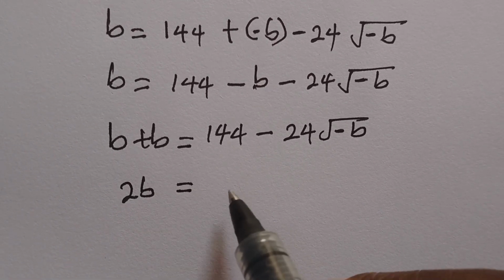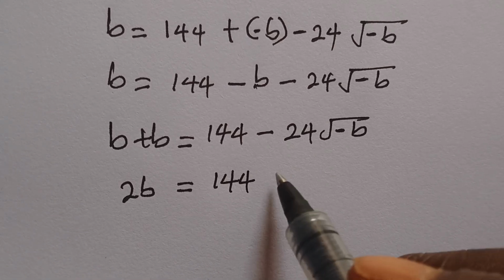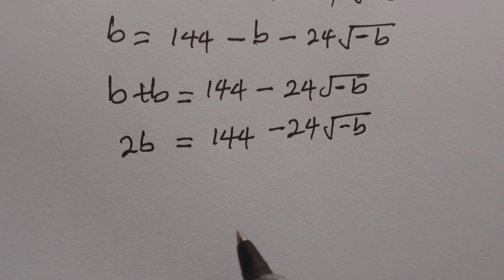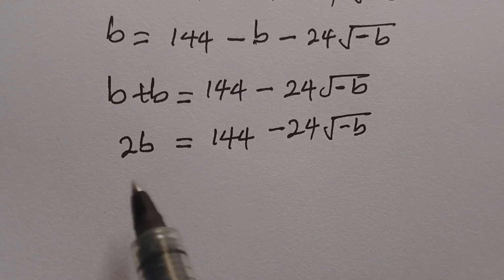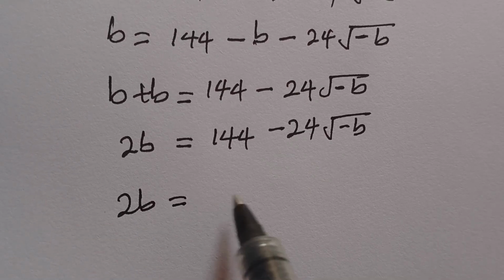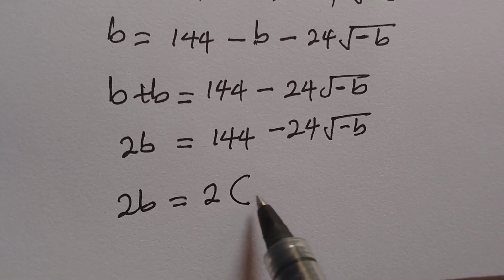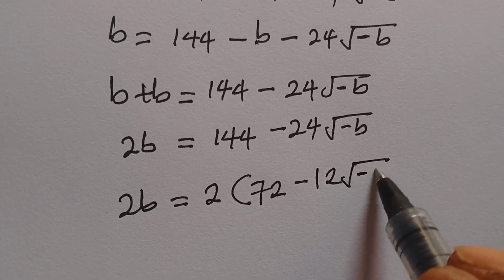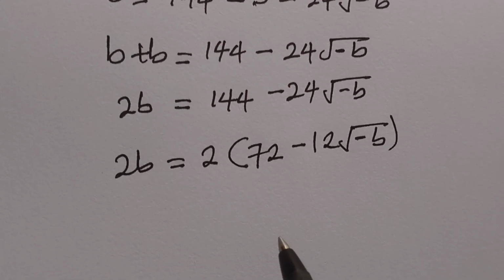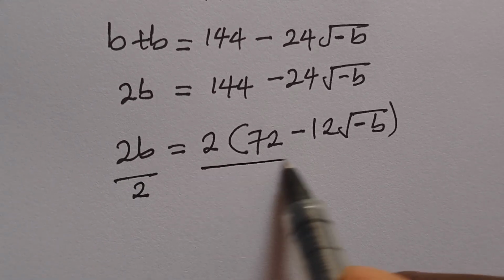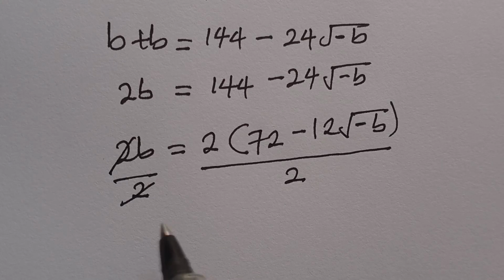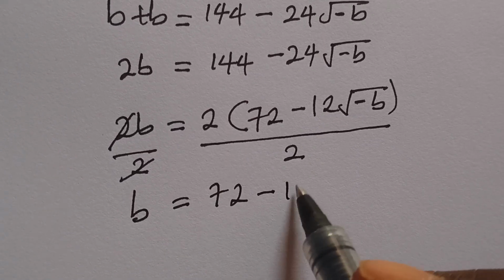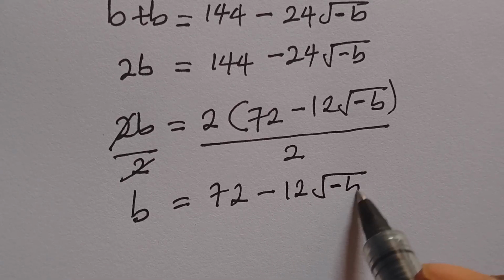So 2b will now be equal to 144 minus 24 square root of minus b. Once you understand it up to this stage, it's easy and straightforward. The next thing we'll do is to factor out 2 from our right hand side. Now we have 2b equal to 2 times, 72 minus 12 square root of minus b. So divide both sides by 2. The 2 cancels the 2, and we are left with b equal to 72 minus 12 square root of minus b.